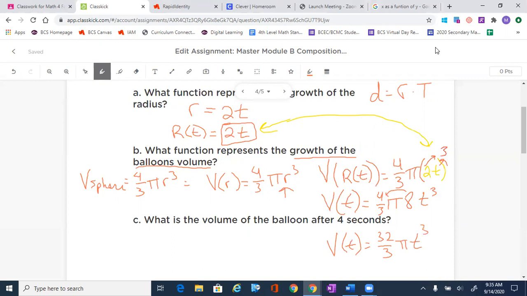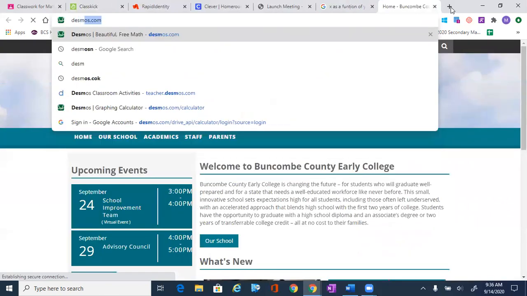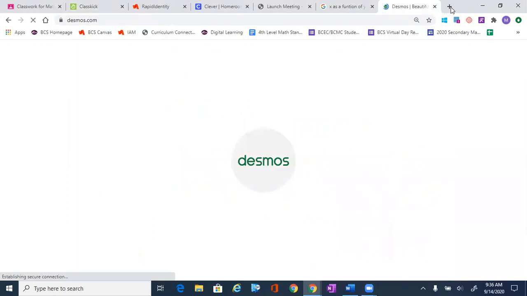Now it says, what is the volume of the balloon after 4 seconds? After 4 seconds, I now have an equation for the volume of the balloon based off of time. So all I need to do is say V of 4 equals 32 over 3 times pi times 4 cubed. And I want to make my life as easy as possible, so I'm going to go to Desmos and make my calculation there.